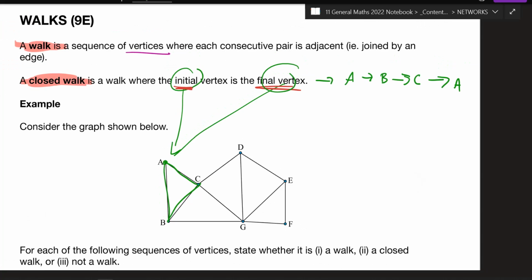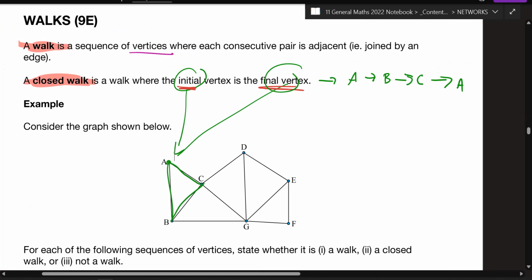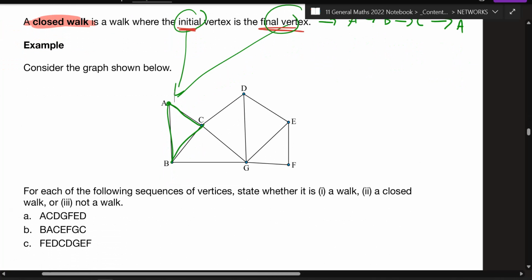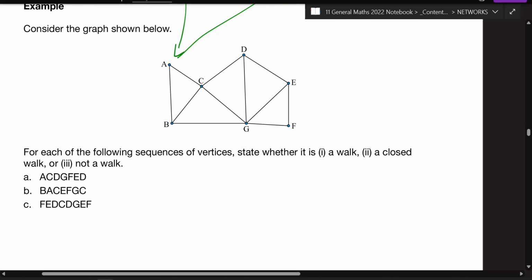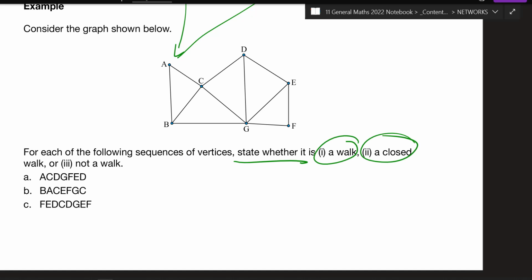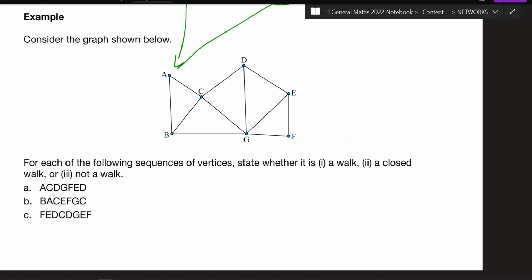Okay, so those are two examples of what a walk and a closed walk is. So let's put some of these examples to practice as well. For each of the following sequences of vertices, so this is examples of either a walk or a closed walk, or maybe not even a walk. But how is it not a walk? We need to state whether it is a walk, a closed walk, or not even a walk at all. So let's look at that first one.